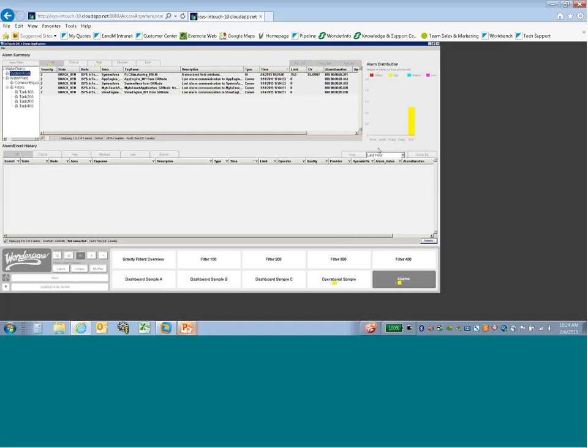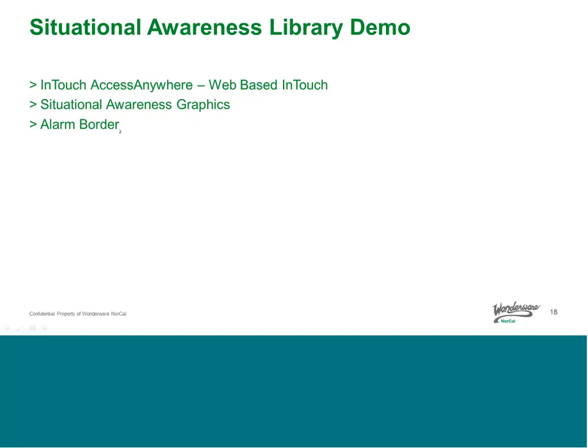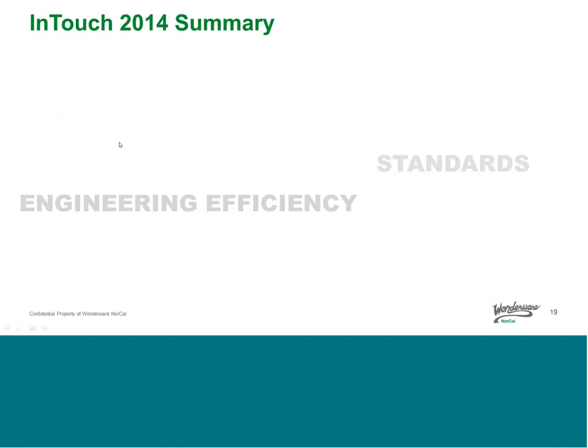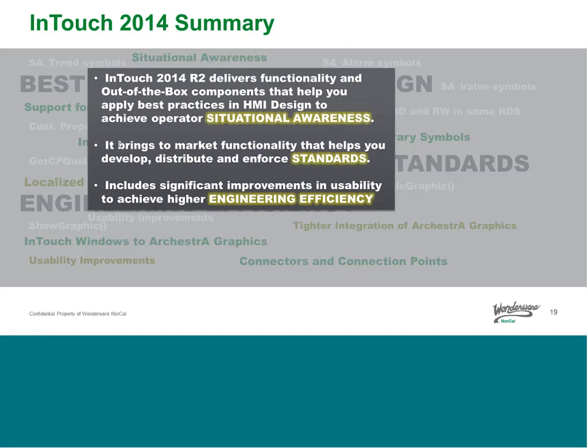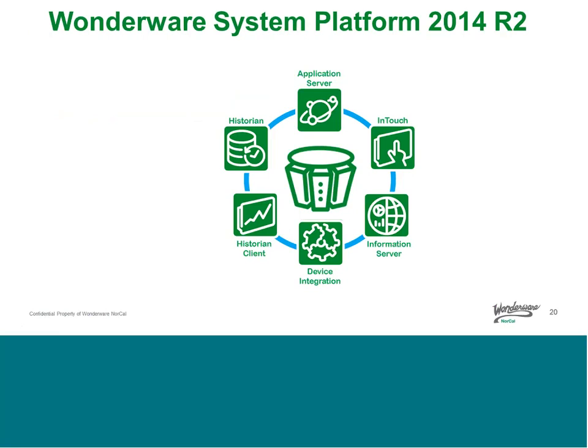Okay, so that's a quick introduction to situational awareness graphics, InTouch Access Anywhere and the alarm border animation. So in summary for InTouch 2014, there's a lot of tools to allow you to leverage best practices for building HMIs with situational awareness, and to increase engineering efficiency by simplifying the use of ArchestrA Graphics, leveraging those vector-based graphics and all of the new power that you have to build really effective operator HMIs inside of the ArchestrA Graphic Editor. So let's take a look at some new features for System Platform 2014 R2.